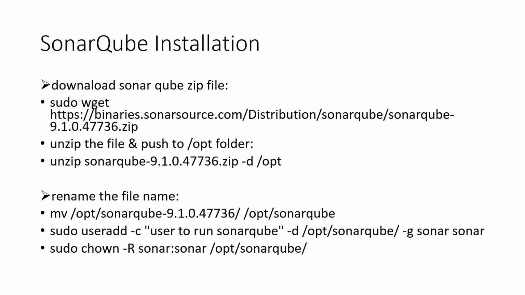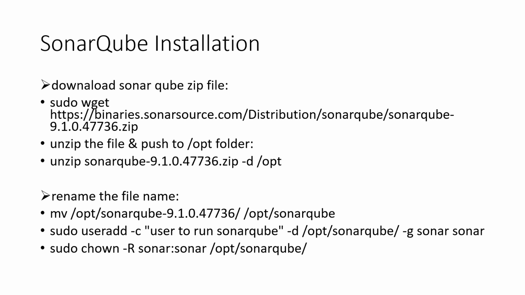Okay, where you want to unzip, basically you can give the path of that particular directory. Then you can use this command: unzip SonarQube -d /opt. Okay, rename the file name.